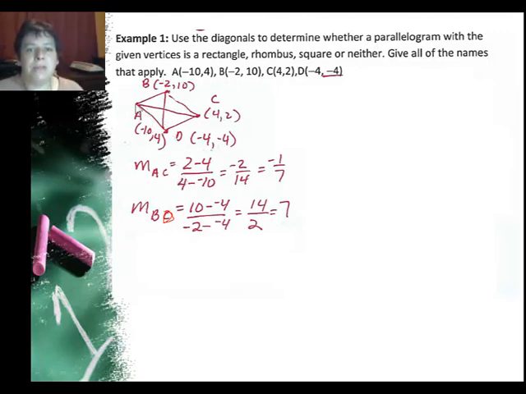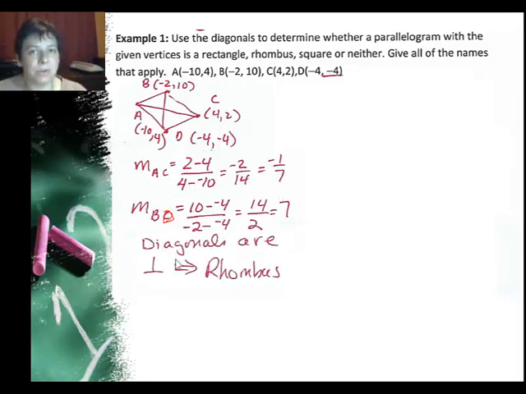And I find out that the slope of AC, I use y2 minus y1 over x2 minus x1. So 2 minus 4 over 4 minus negative 10. And I get negative 2/14, or negative 1/7. Then I find the slope of BD, the other diagonal, and I get 10 minus negative 4 over negative 2 minus negative 4, which is going to be 14 over 2, and that's 7. These two slopes are negative reciprocals. That means those segments are perpendicular. If the diagonals are perpendicular, that's automatically a rhombus.